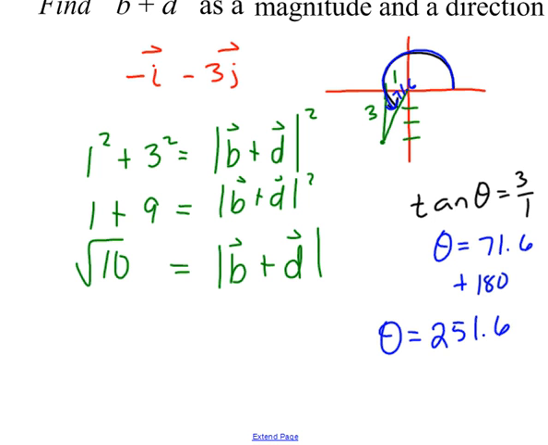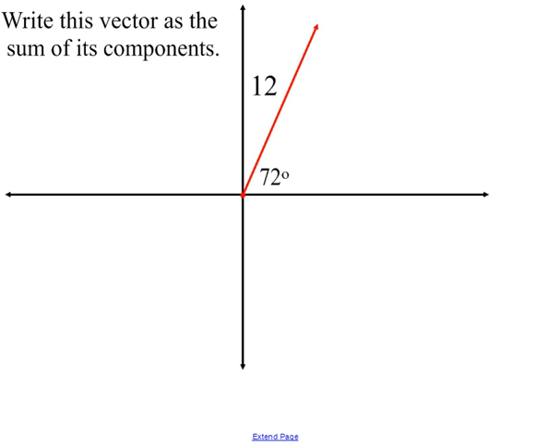All right, if you think you got the hang of it, we're going to try another one, but this time we are going to use the magnitude and the direction and go backwards. So if you know the magnitude of your vector is 12 and you know the direction is 72, can you write it as a sum of its components?